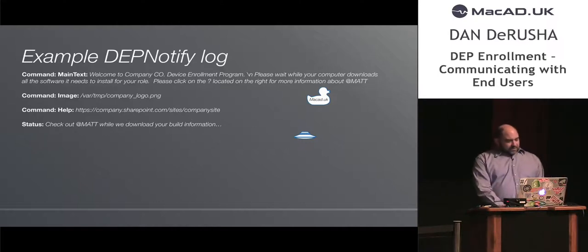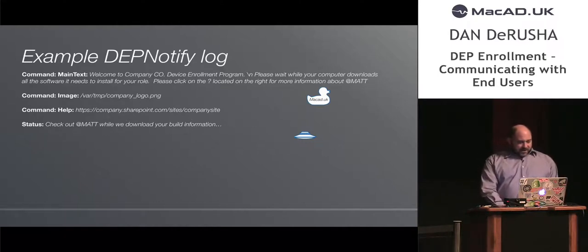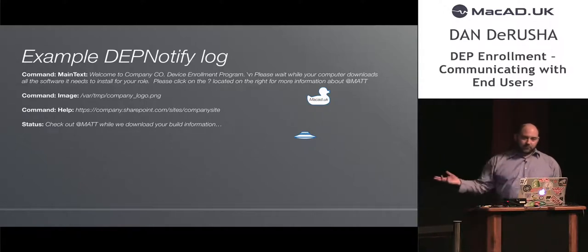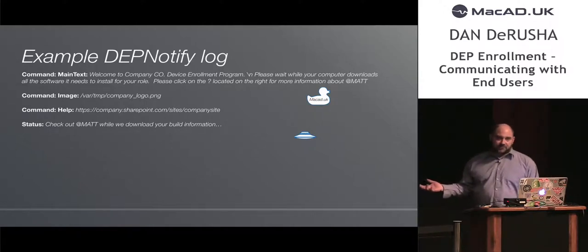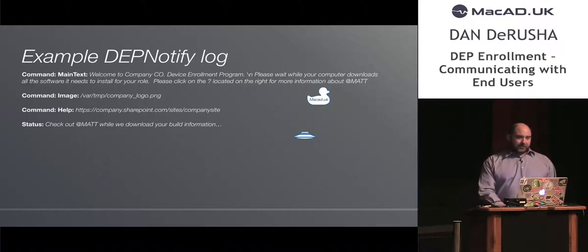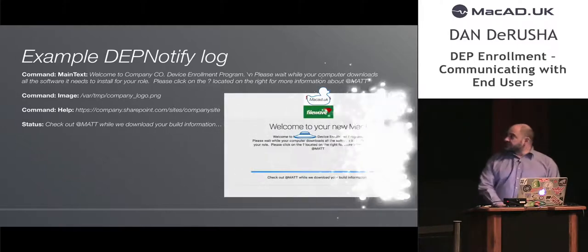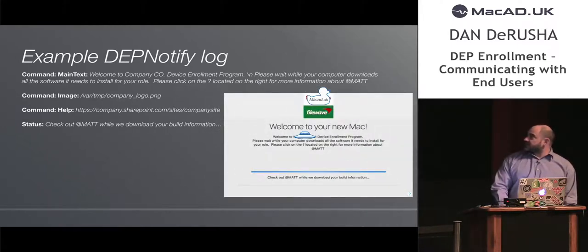So in an example log that we have, if you do the command main text, you can put a little blurb of information up there to help let your users understand what's going on or give them a little bit more direction. And here's what the window looks like after using some of those commands.